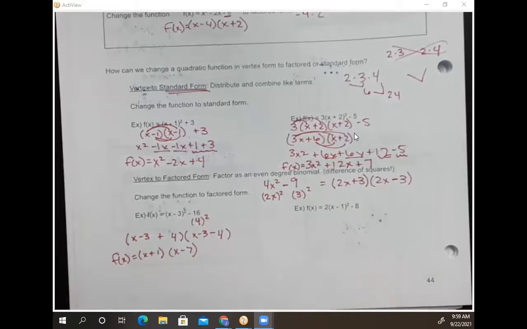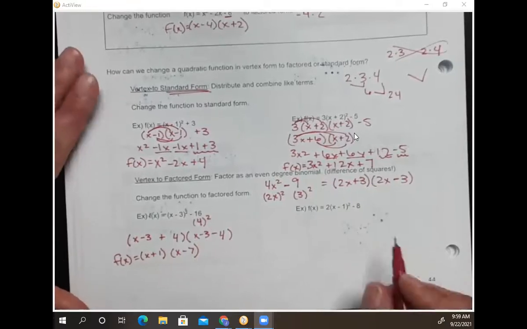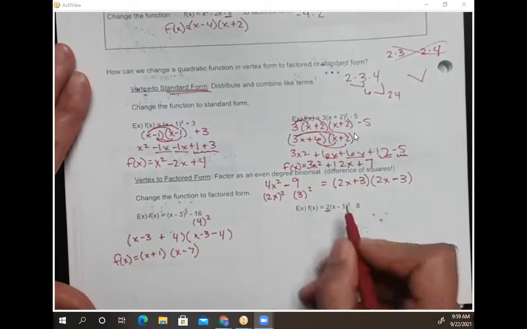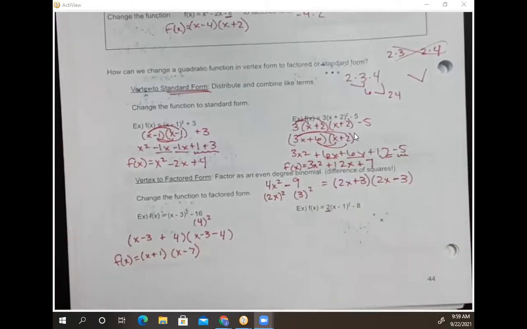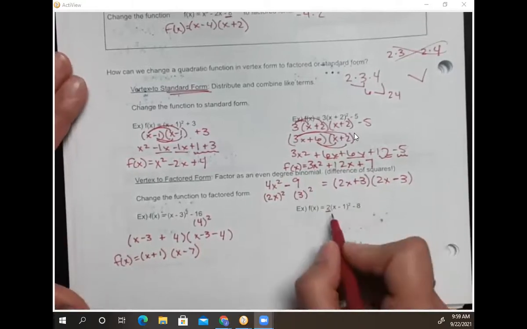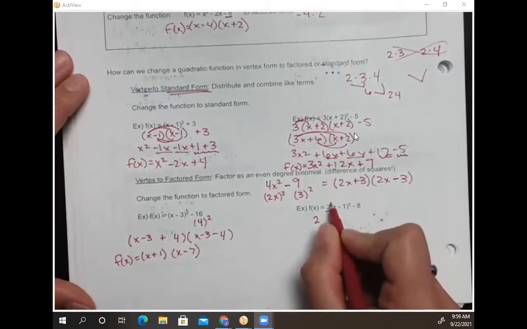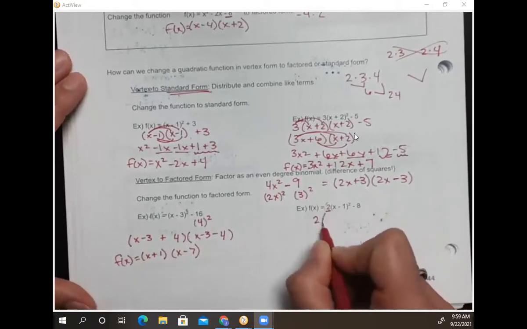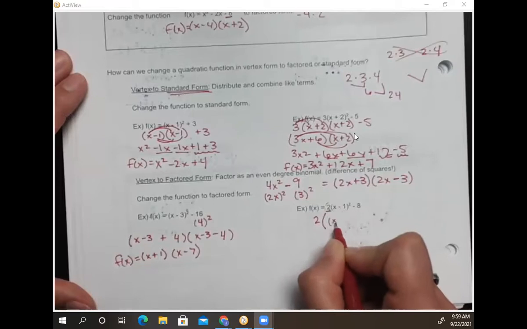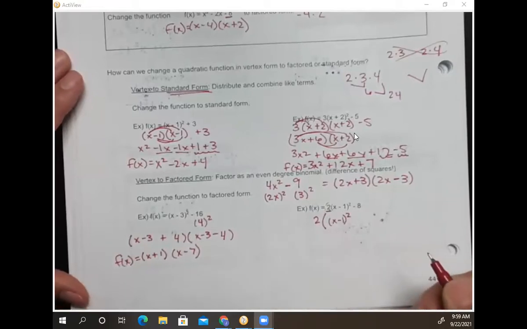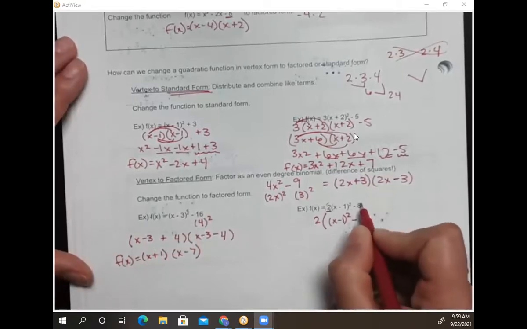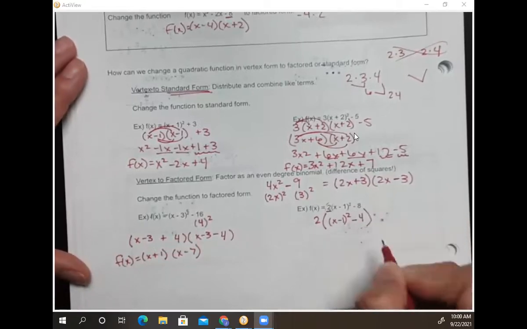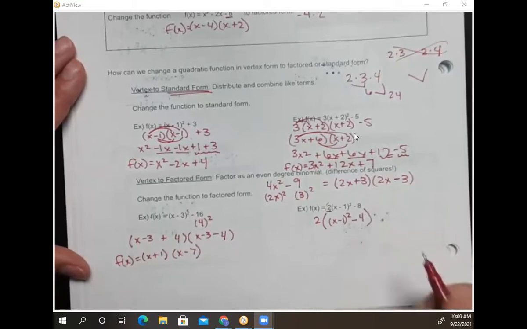Let's take a look at our next example on the bottom of page 44. So notice this time I've got a lead coefficient that's not 1. I've got a number in front of that sort of squared factor. So what I'm going to do is actually factor this out of both terms. Now, when I factor it out of the first term, it's just not going to be in front of the squared part. And then when I factor it out of here, 8 divided by 2 gives me 4. Now I've got something that's a perfect square.